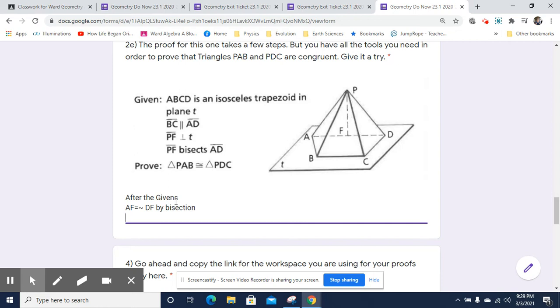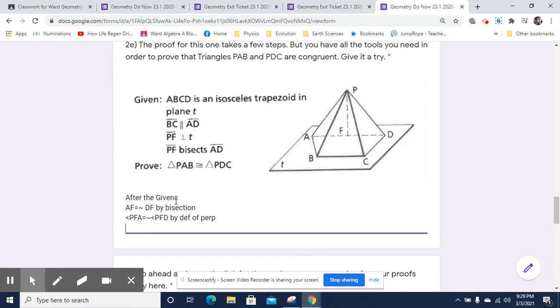We can also say that angle PFA is congruent to angle PFD, and that is by definition of perpendicular, that PF is perpendicular to plane T. All right, now we have enough.